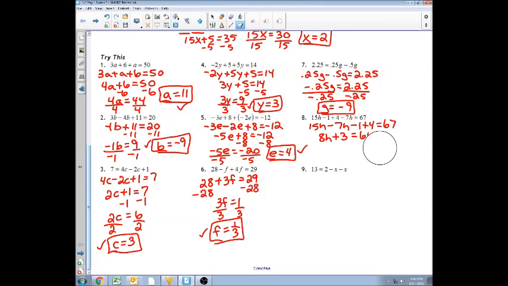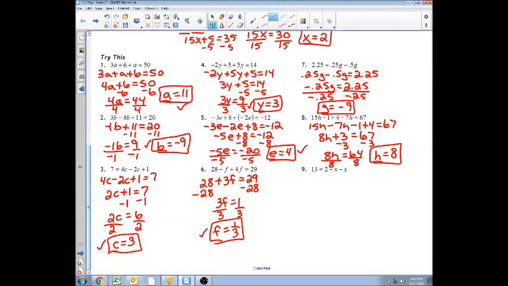My brain kind of jumped ahead there. That would be equal to 67. I need to subtract my 3. 8h would equal 64. Divide by 8. Divide by 8. H would equal 8.